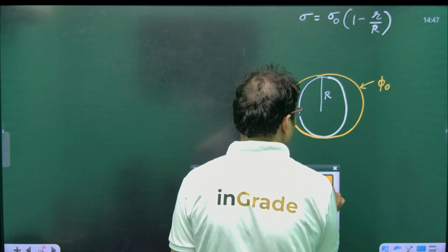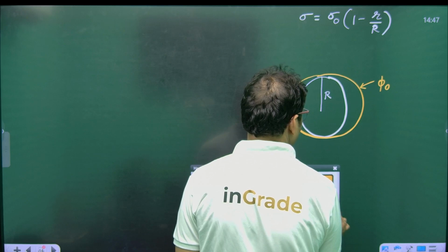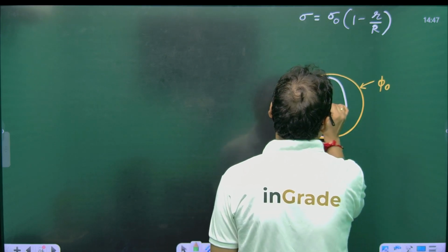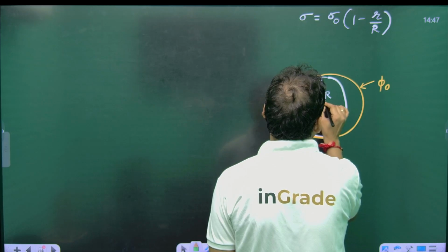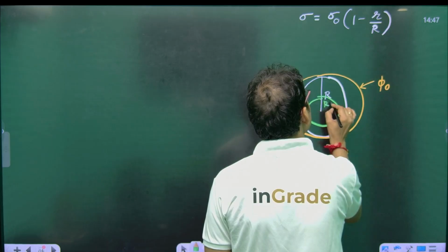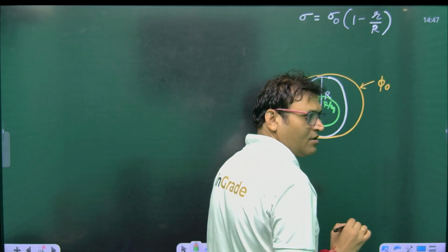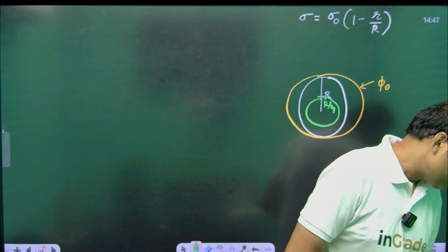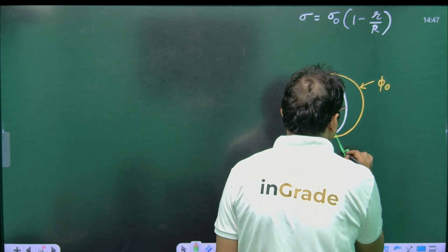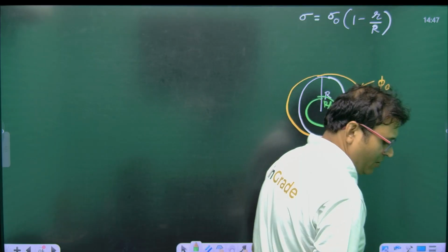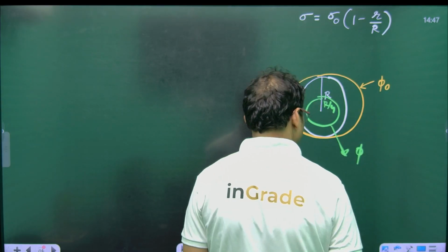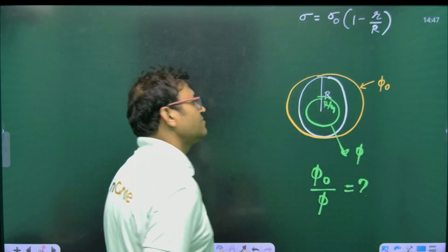There is another spherical surface of radius R by 4, let us say, like this. This is R by 4. The flux through this spherical surface will be phi. We need to find out the ratio phi naught by phi.